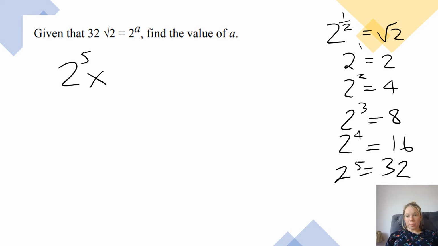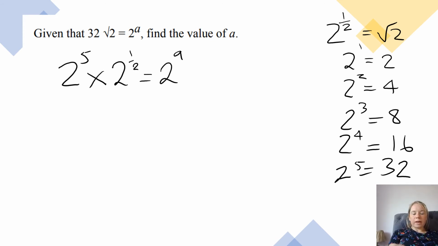Again, one to really just remember. So if you see it like that, you can just change it straight back so it's got an indice there. Okay, so 2 to the power of a half equals 2 to the power a. So now what we've got here, all three things are in base 2.